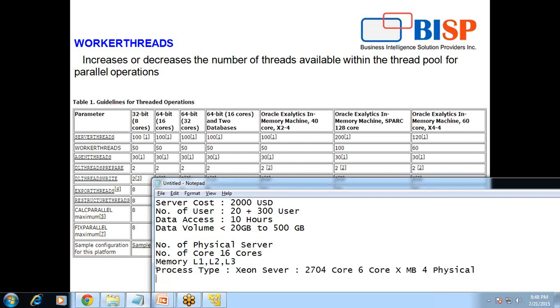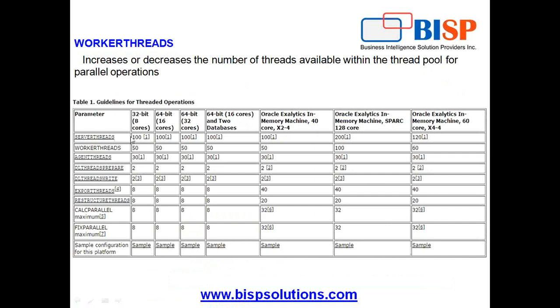You need a little knowledge of hardware as well. What kind of processors are there? What L1, L2, L3 cache, cores, and kinds of processors are supported. So this is an example. Recommendations are given over here, along with the Essbase parameters. There are different parameters. For example, this parameter came in the 11.1.2.4 release, worker threads. Recently I explored it.